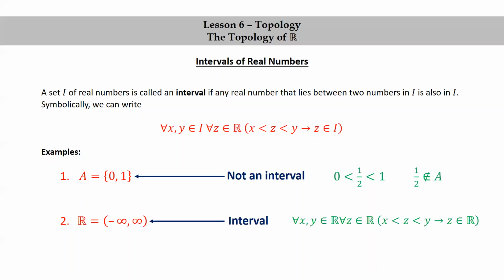And to see that R is an interval, just plug it into the definition. So we have for all x, y in R, and for all z in R, if z is between x and y, then z is in R. Because you have z and R on the left and z and R at the end, it's really a triviality that R is an interval, even though the symbolic definition here looks complicated. The idea is very simple. If you take a real number between two things, well, you just said it's a real number. So obviously it satisfies the definition of interval.